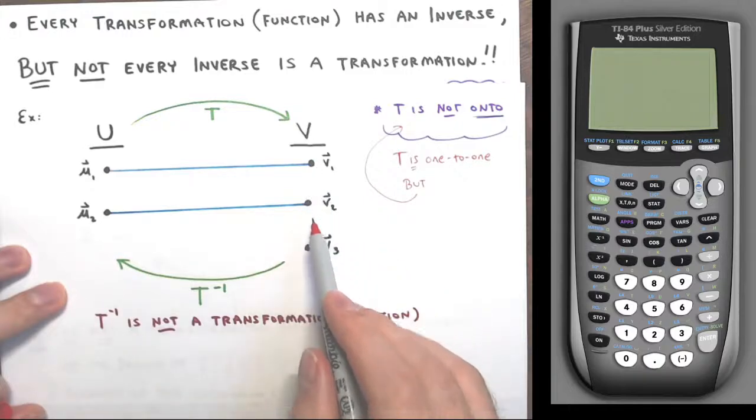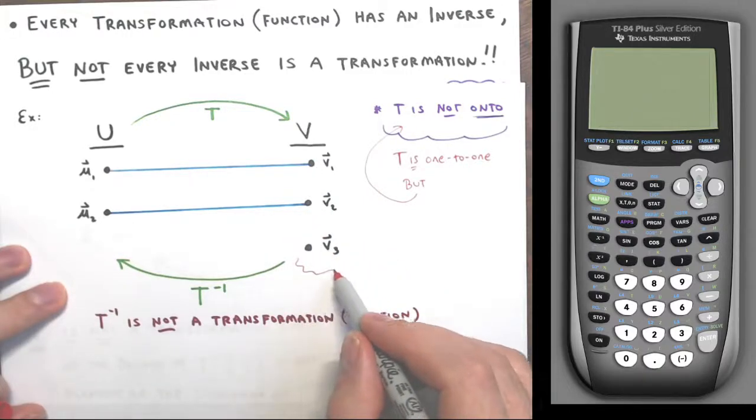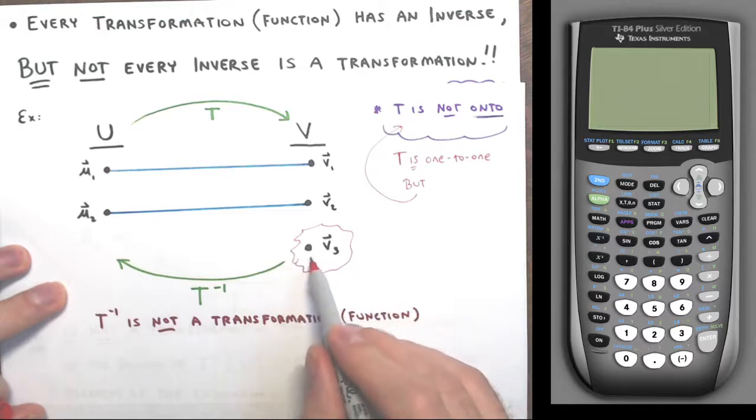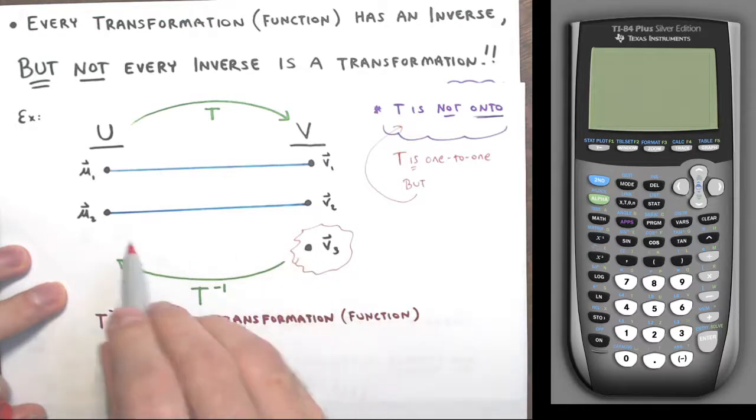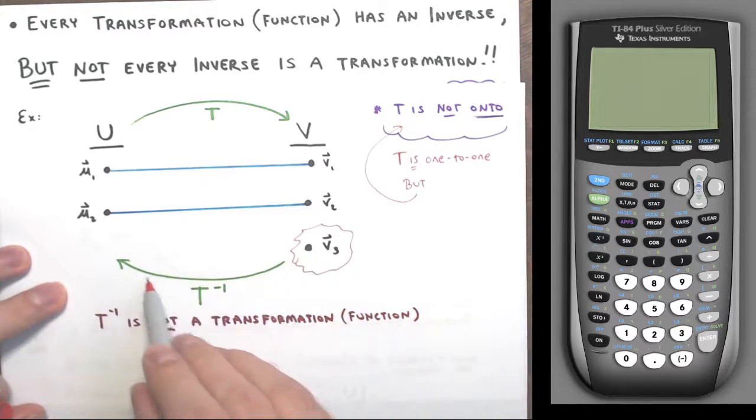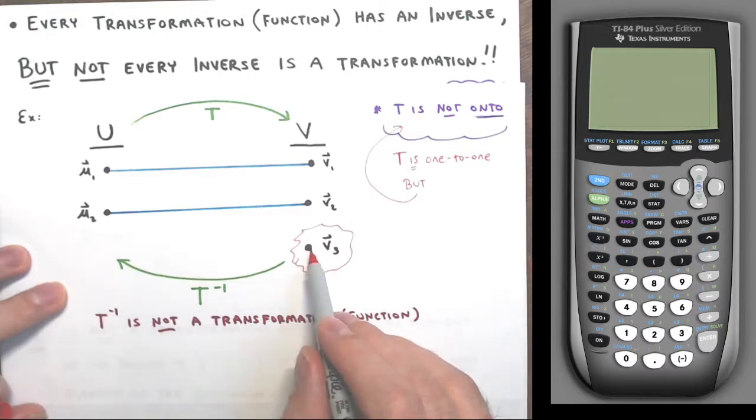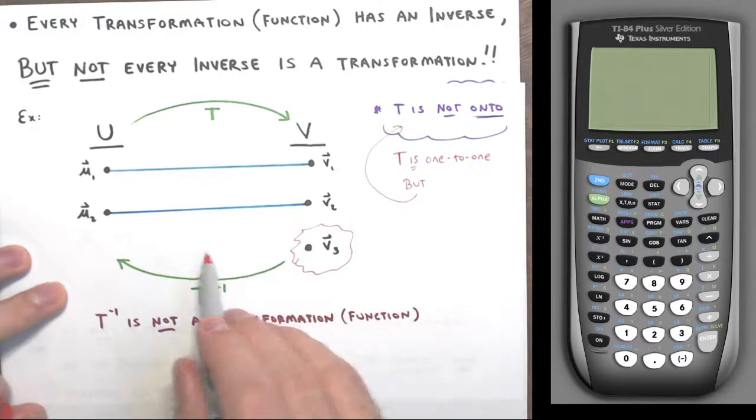But then, uh-oh. Alright. What about V3? What does it map to under this T inverse mapping? Nothing. Right? It maps to absolutely nothing. So that does not satisfy the definition of a function or a transformation, right?